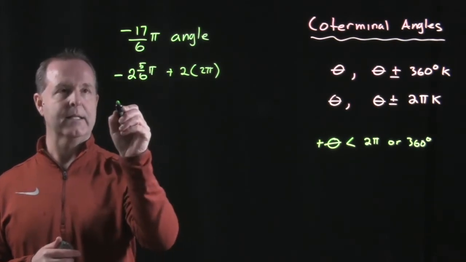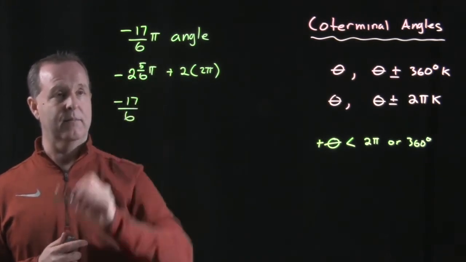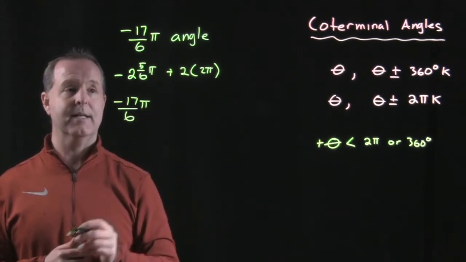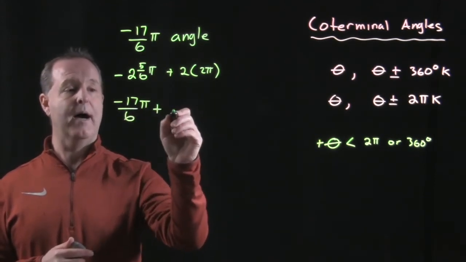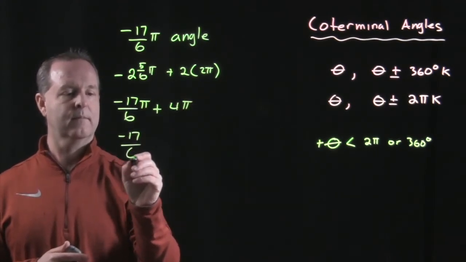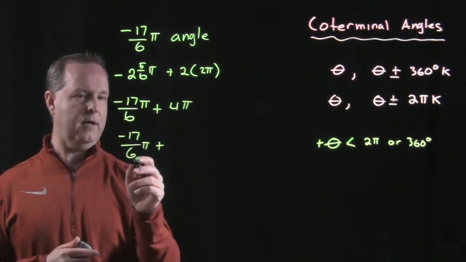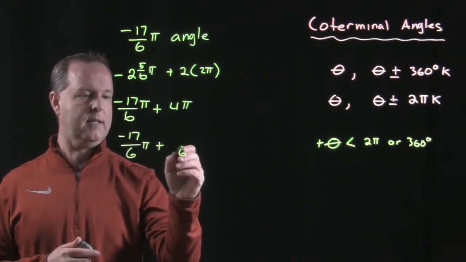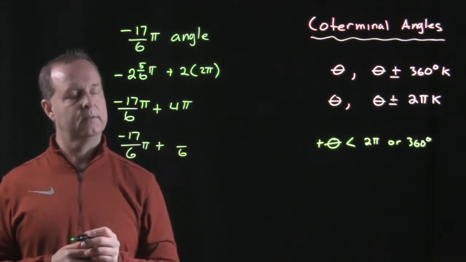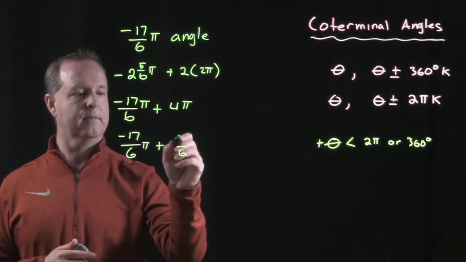So in order to do that, let's look at negative 17 pi over 6, because I like adding better in proper fraction form. So negative 17 pi over 6 plus 4 pi. The common denominator is what, guys? 6. That's a 4. 8, 16.